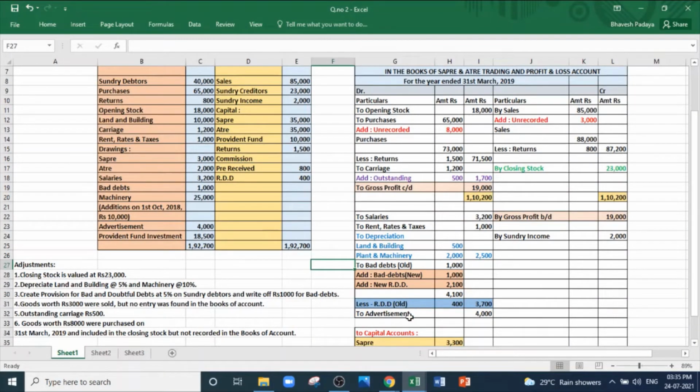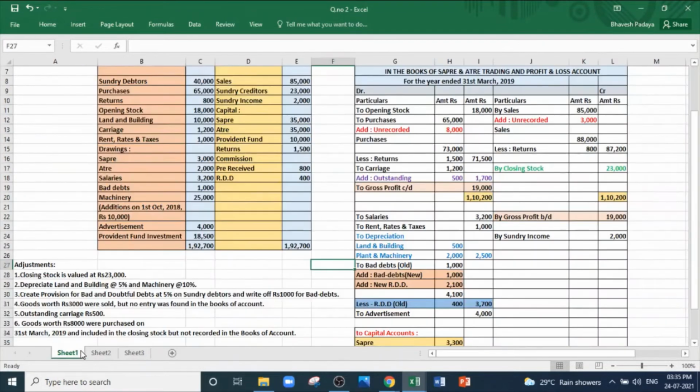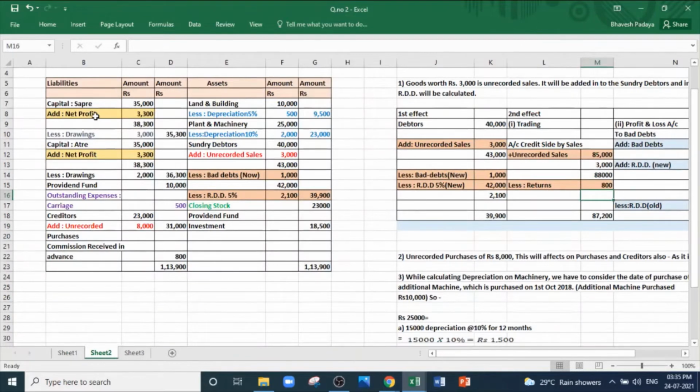Advertisement goes to profit and loss. Provident fund investment is an asset, so it goes to the asset side. Sales go to the trading account credit side. Creditors go to the balance sheet liabilities. Sundry income goes to the profit and loss credit side. Capitals will go to the balance sheet liability side. You will leave 4 to 5 lines for each capital, Supre 35, Atre 35.